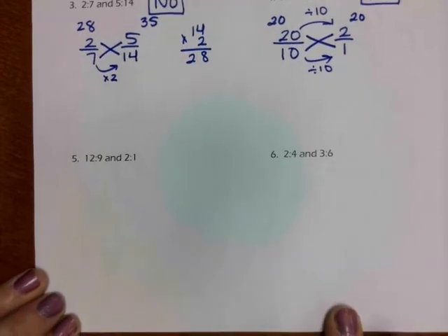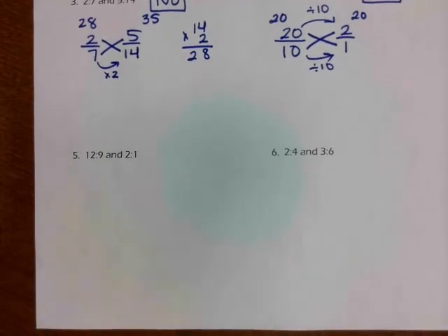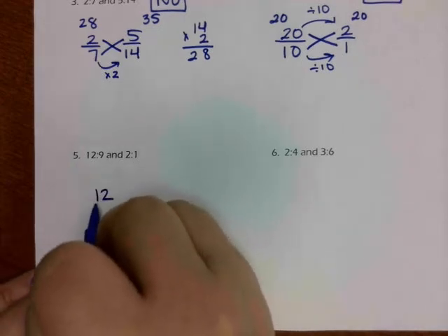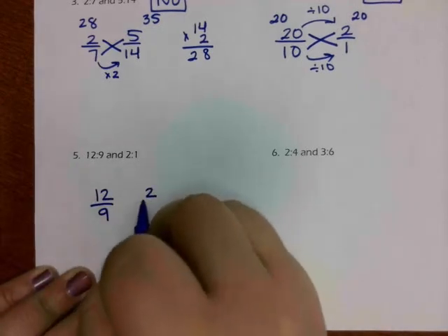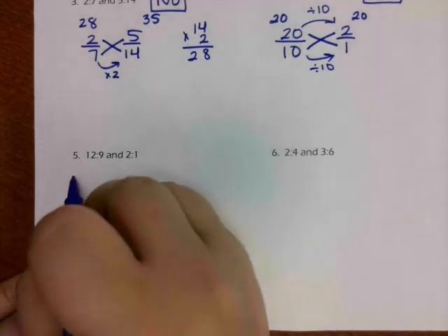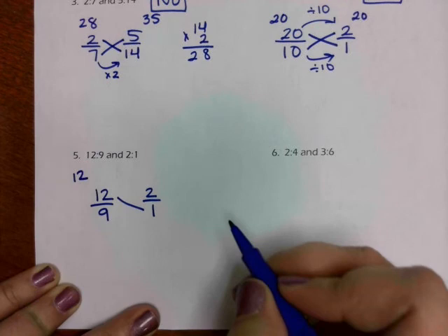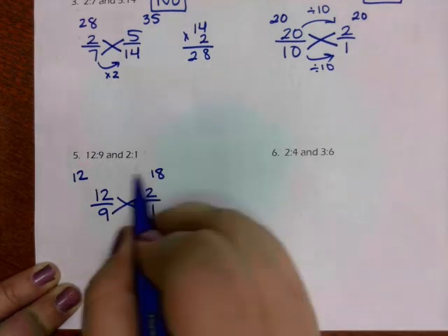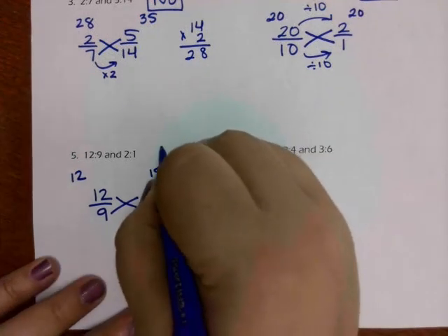All right, guys. Now that y'all got the answers done, hopefully, let's see if you got them correct. So 12 to 9 and 2 to 1. So if I cross multiply 12 times 1, I get 12. Multiply 9 times 2, I get 18. These cross products are not the same, so these are not equivalent.